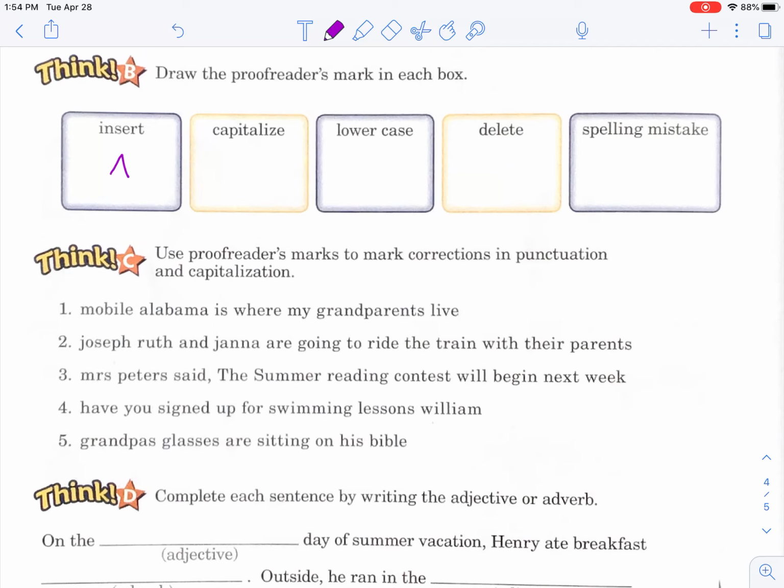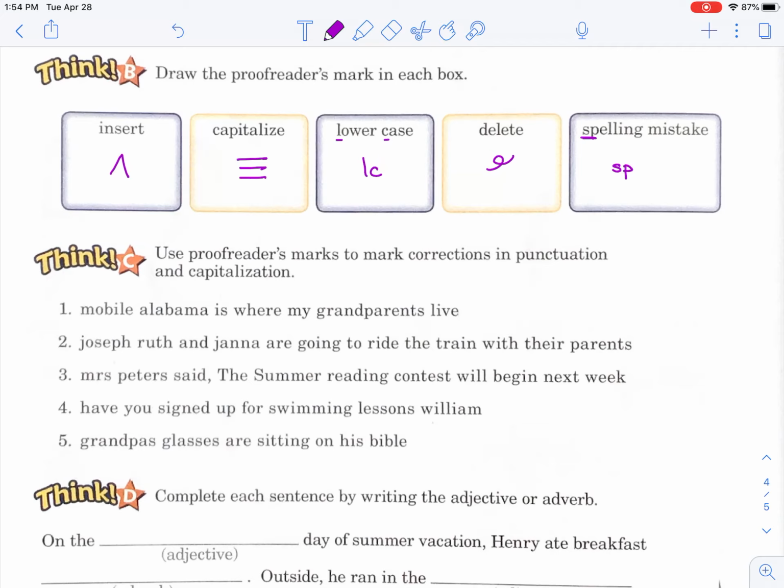Okay, what if someone needs a capital letter? What would you do? Maybe at the beginning of their sentence, they forgot one. You put the little three lines. What about lowercase? I don't remember the symbol for that, Mrs. Cornthal. It's because there isn't a symbol. It's just L, C, lowercase. What about delete? This one's the fun one because it's like a little piggy tail. And spelling mistake? It's not SM, it's just SP for spelling. That's it. That's just a quick review.